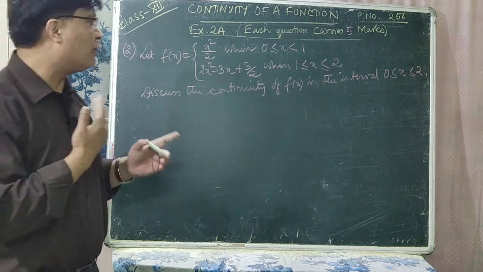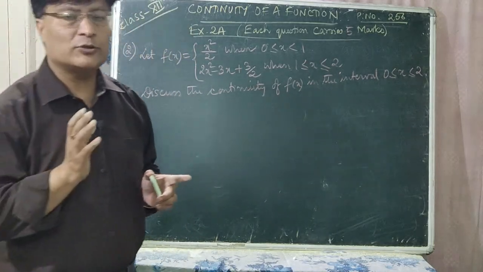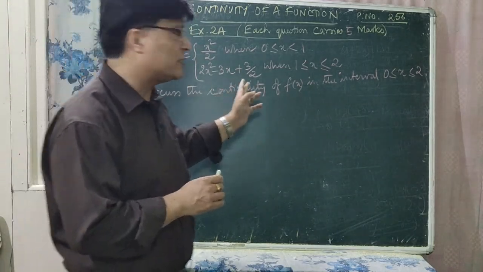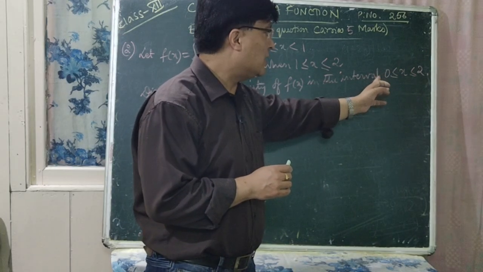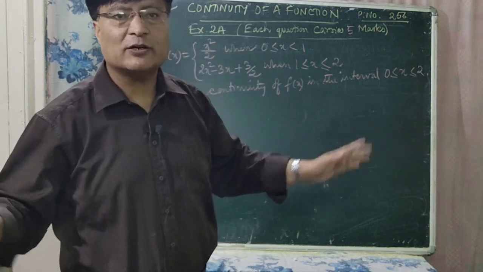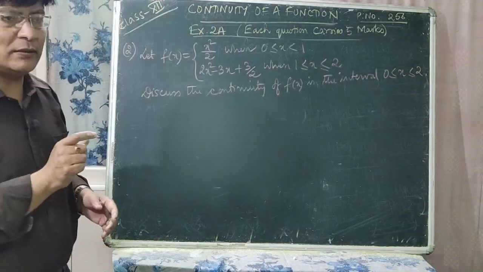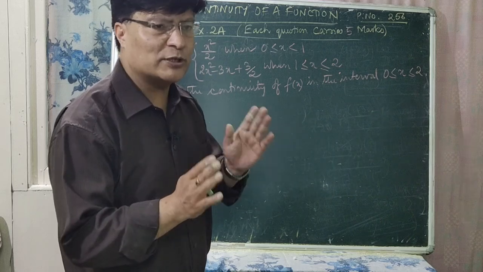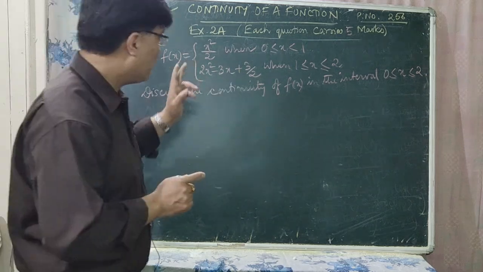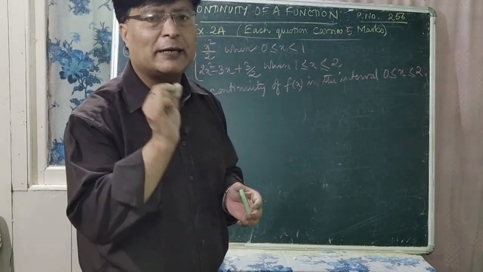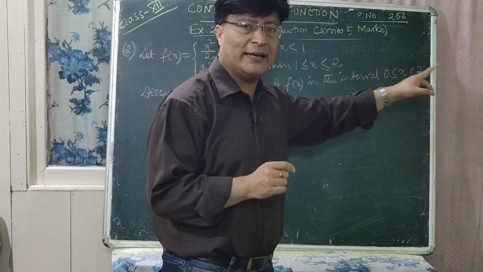So what is the meaning of continuity in the interval 0 less than or equal to x less than or equal to 2? That means you have to prove that this function f of x is continuous in between 0 and 2, including this 0 and 2. Whatever may be the values in between 0 and 2, the function f of x is continuous. So you have to prove that the function f of x is continuous at every point in the interval in between 0 and 2, including this 0 and 2.